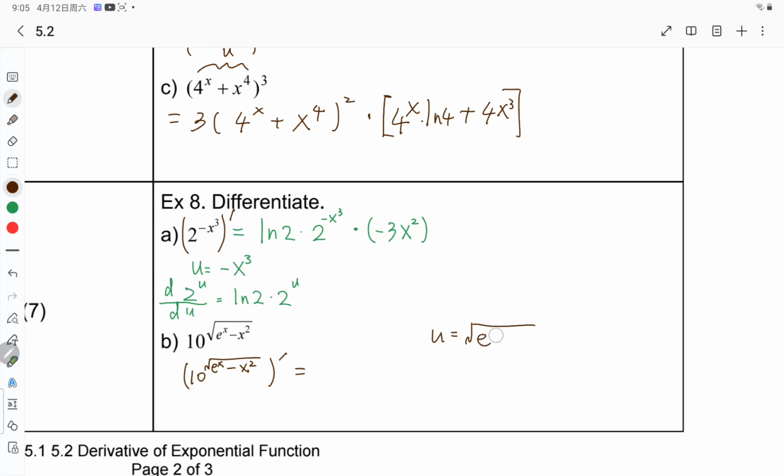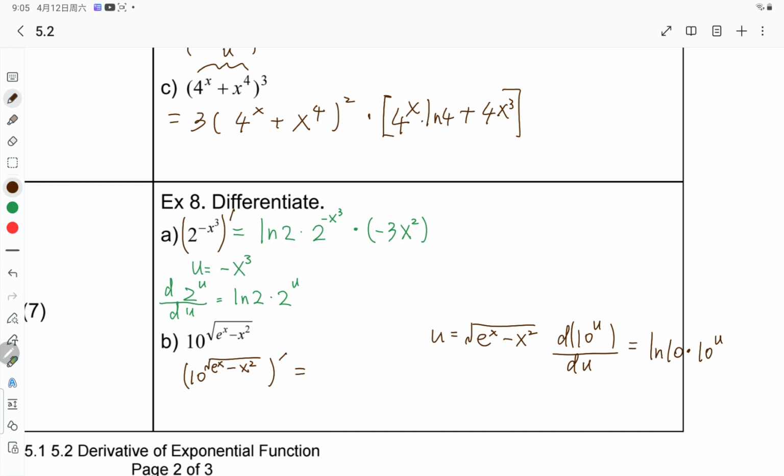Well, I think it's quite important to identify, even if you're fast, that you're unconsciously defining a u by yourself, right? Yeah, and then so 10 to the u prime, and then this prime is actually d, differentiated with respect to u, right? So this is ln 10 times u, right?